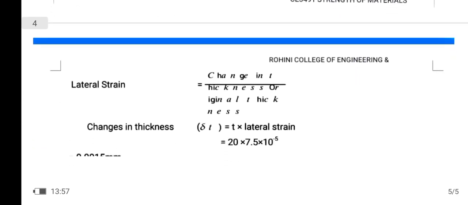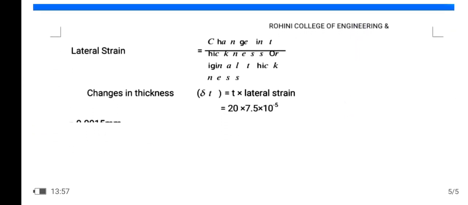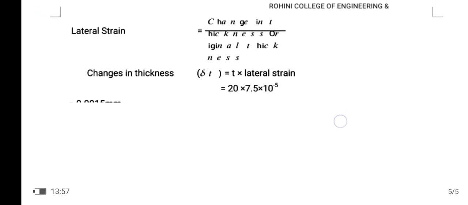The next, change in thickness. So lateral strain is equal to change in thickness divided by original thickness. Therefore change in thickness is equal to original thickness into the lateral strain. So 20 into 7.5 into 10 power minus 5. So answer is 0.0015 mm.